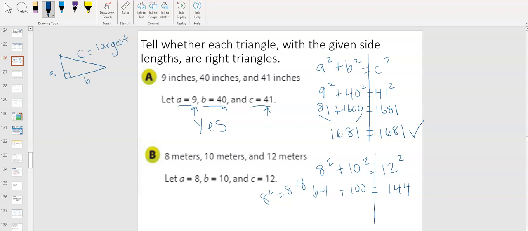Okay, again, I'm going to have my line down the middle, and I'm going to have 164 when I add these two together equals 144. Is that a true statement? No. This is false, so therefore this is not a right triangle.